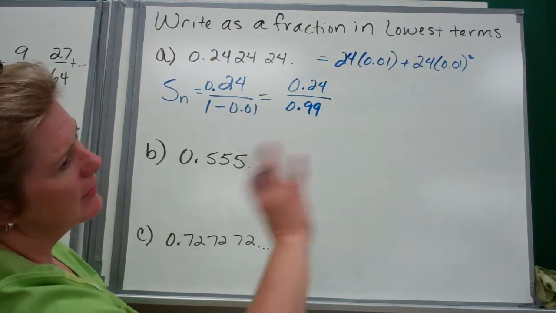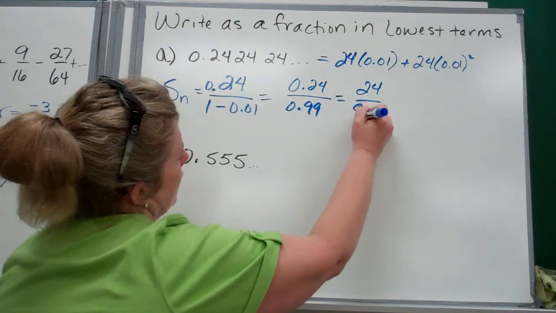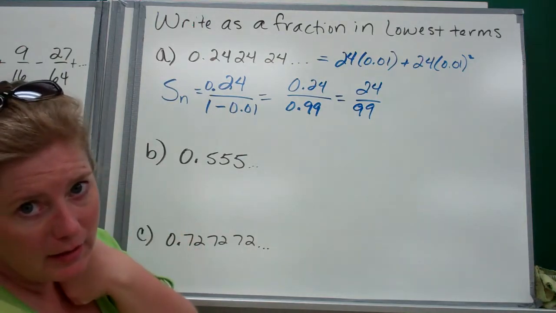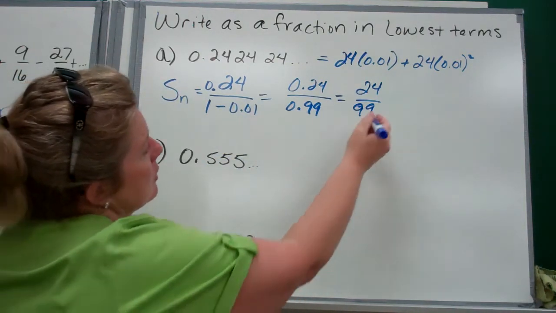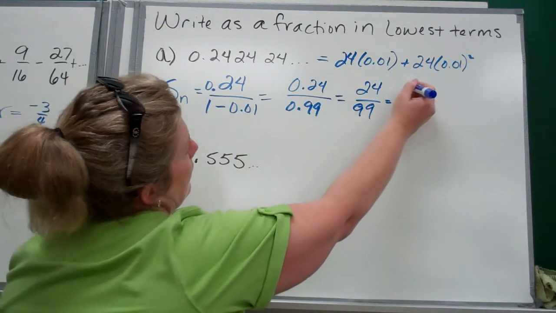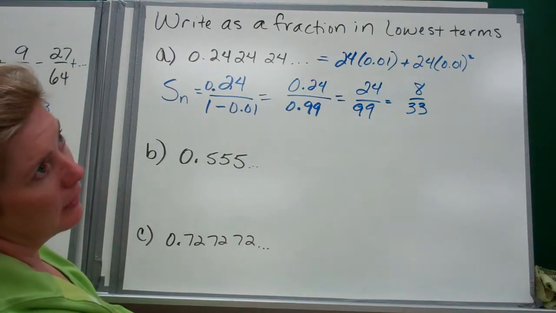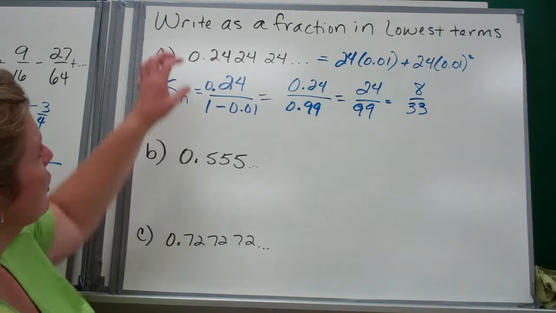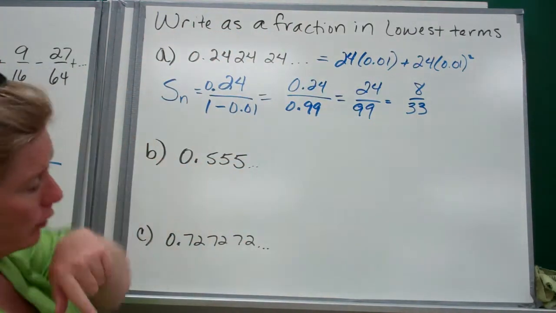If we want to deal with integers, we can just change this to 24 over 99. That's multiplying the top and the bottom by 100. That's a legal move. We can do that. And then to reduce that fraction, you can divide both by 3. We've got 8 over 33, and that's as far as it can go. So we just took this repeating decimal and converted it to its fraction form.